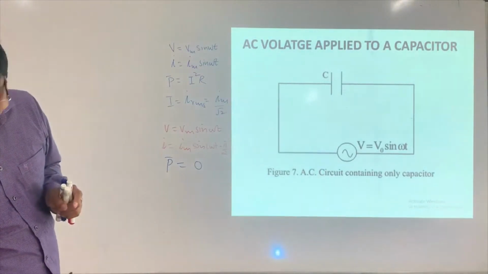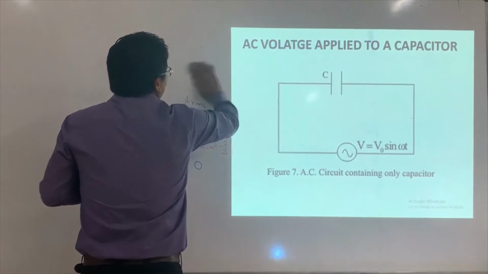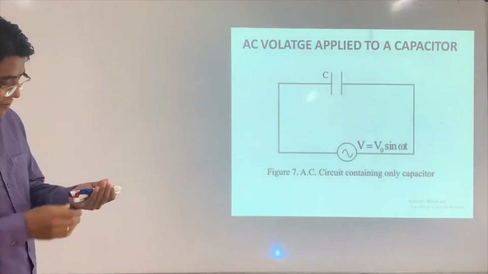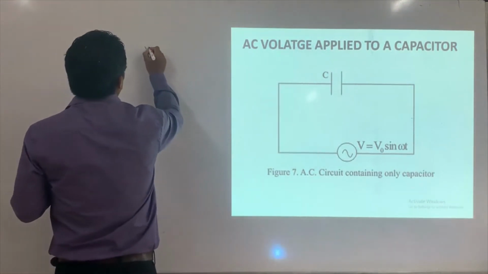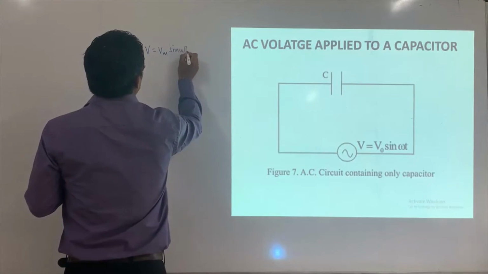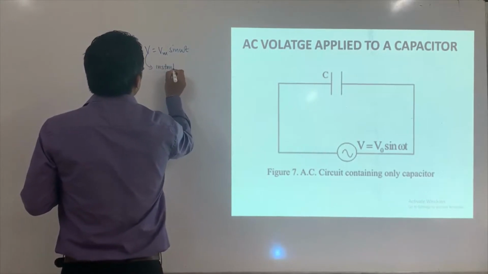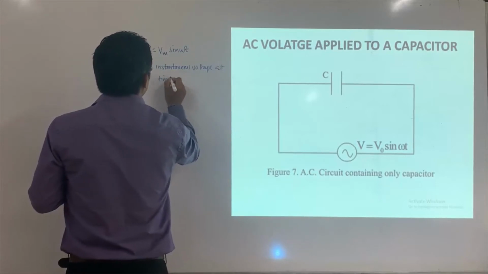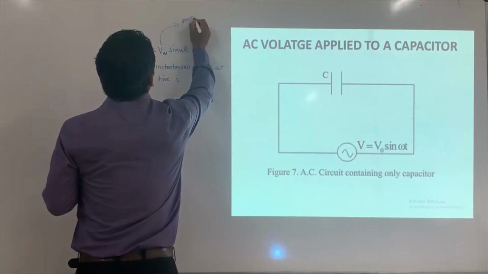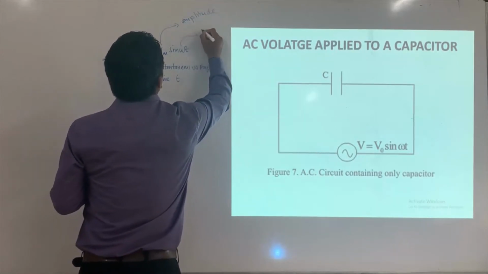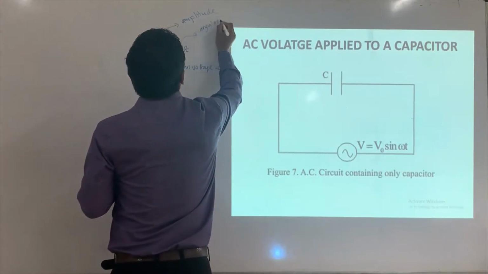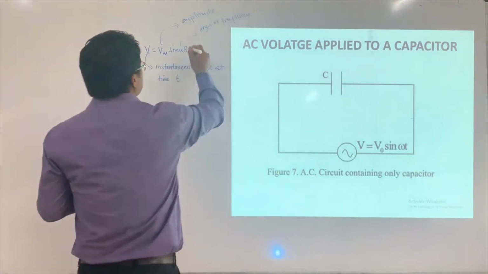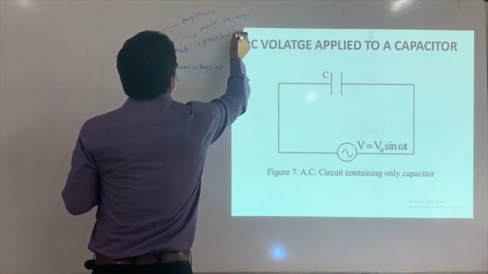And now today, I'm going to do a voltage applied to a pure capacitor. So this is what we are going to do today. Let me say V is equal to Vm sine omega t. This is the instantaneous voltage at time t, and this is the amplitude of voltage, and omega is the angular frequency, and t is any given instant of time.